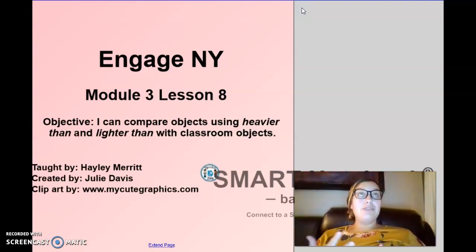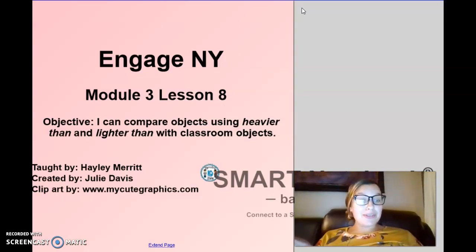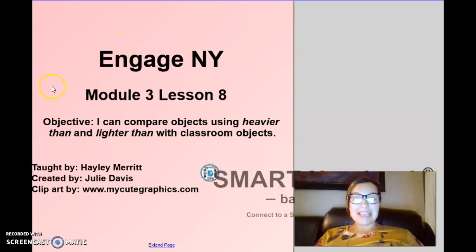And our objective today is I can compare objects using heavier than and lighter than with things we can find around our classroom. Now, I know I'm teaching you from home today, so we're going to be able to compare things using the terms heavier and lighter than on our screen, and then maybe you can go around your house and find some things that are heavier and lighter. Does that sound fun? All right, let's rock.